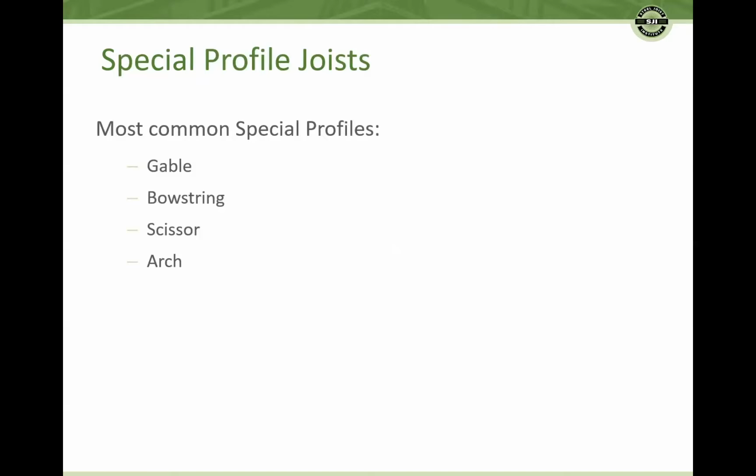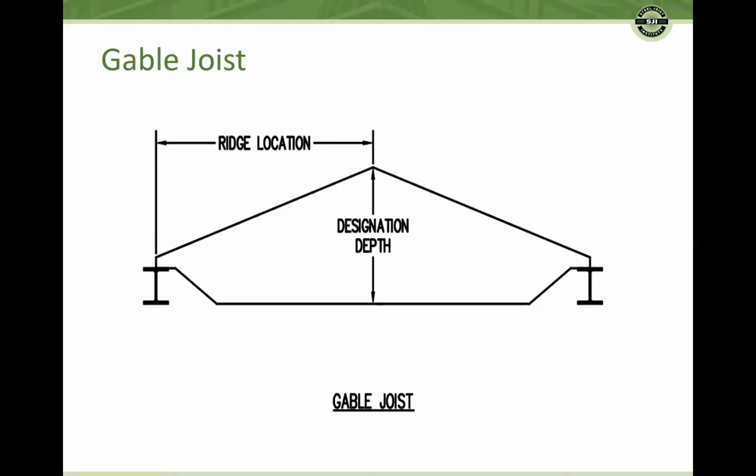The 4 most common special profile configurations are gable, bowstring, scissor, and arch joists. A gable joist has a double pitch top chord that exceeds 1/2 to 12 slope and flat bottom chord. They may have an underslung or square end configuration and the ridge may be at the center or offset. The designation depth for gable joists is the depth at the ridge.